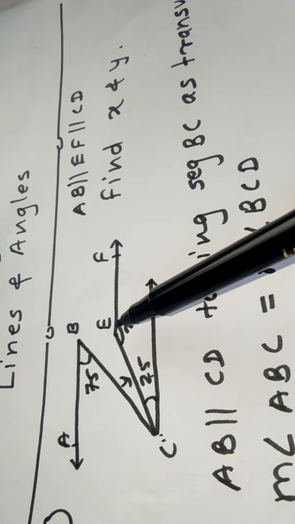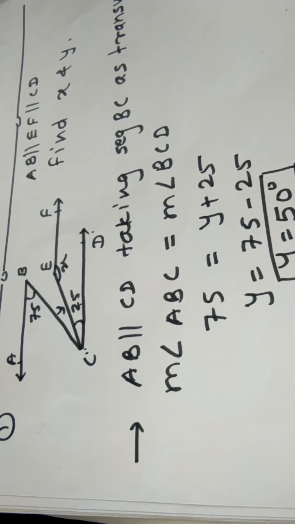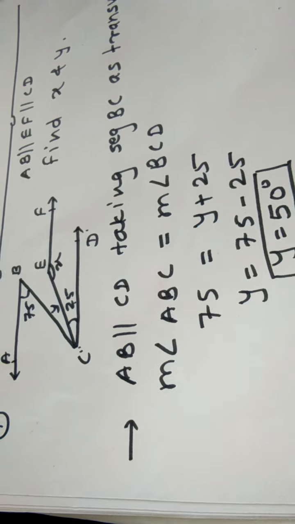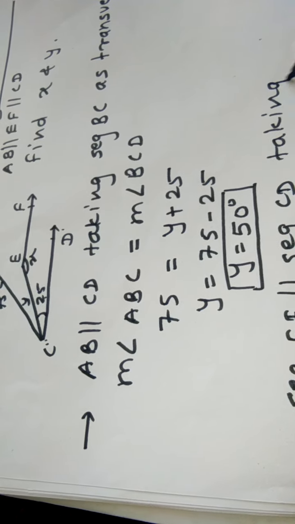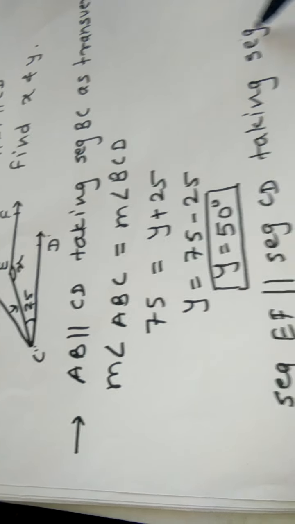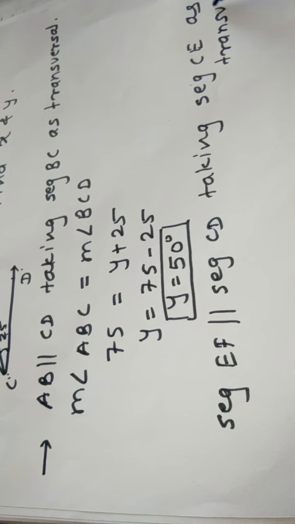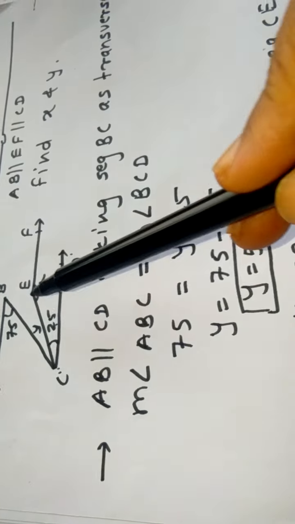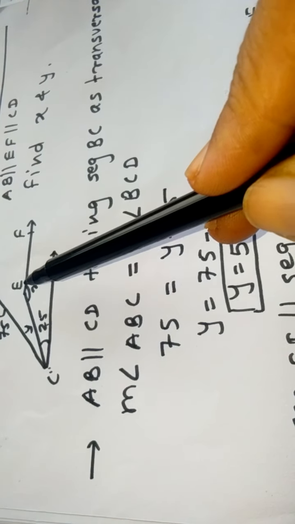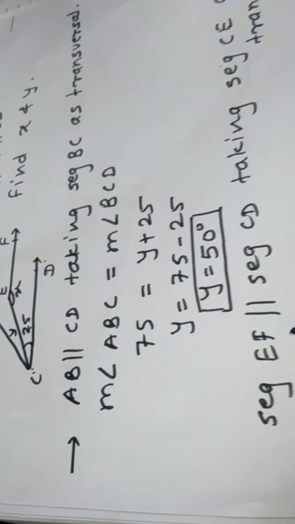Now consider segment EF parallel to segment CD, taking EC as a transversal. Then measure of angle CEF plus measure of angle ECD is equal to 180 because they are interior angles.